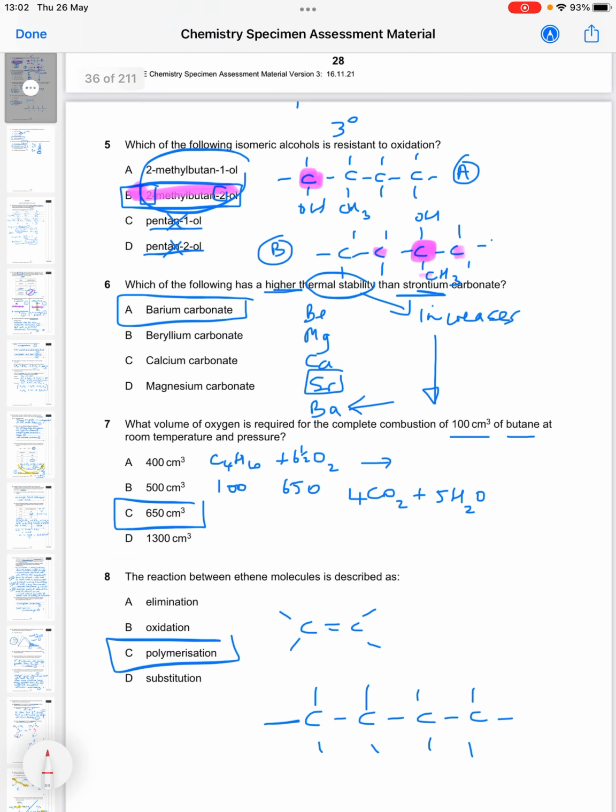Okay, question 5. Which of the following isomeric alcohols is resistant to oxidation? So immediately we're looking for something which is tertiary. So we can rule out the pentan-1-ol and pentan-2-ol because they're just straight chain molecules. So pentan-1-ol will be primary, pentan-2-ol will be secondary. And that leaves us with A and B, which I've drawn out here. So A is at the top.